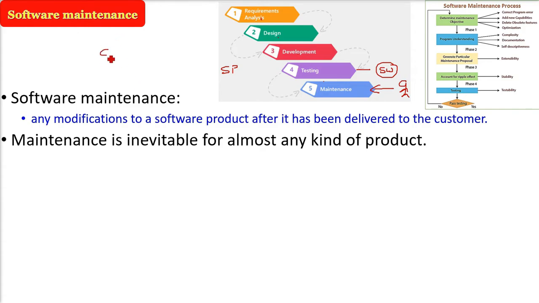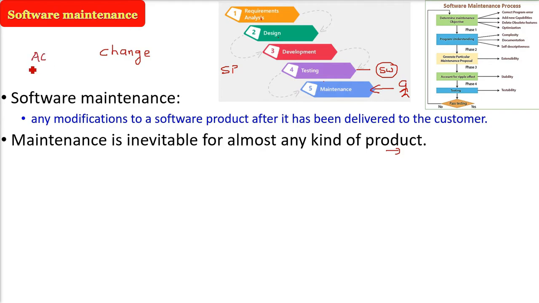It is being said that change is the only thing which never changes. So change, which doesn't change, is inevitable. Since maintenance means change, maintenance also is inevitable for any kind of product. I'm not talking about the software product, any kind of product.